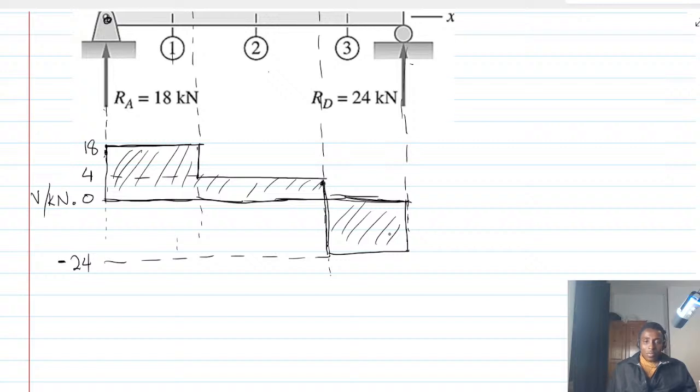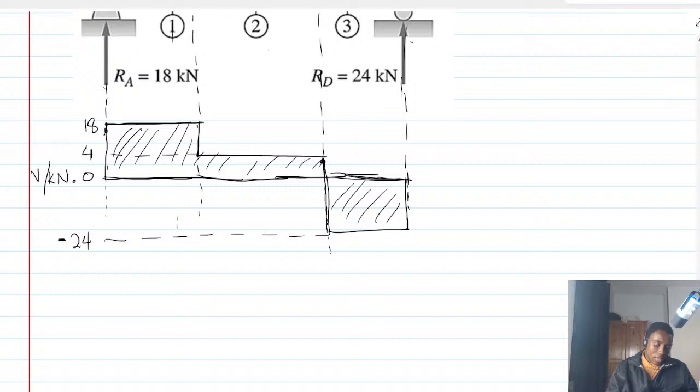Please, any question? All right. So now we are going to draw the bending moment and then we'll end. Okay. So let's draw the bending moment and then we will go.